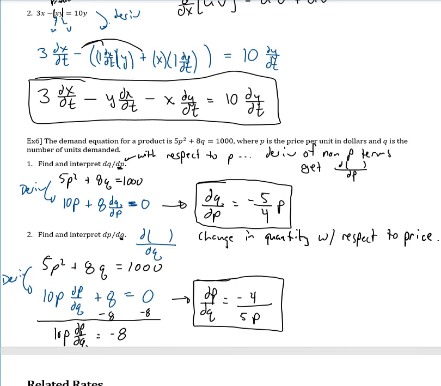So we solved it, and we have this p left over. Notice the p's in the denominator on this one. The p was not in the other one. So be careful with how it is solved. But all this means to interpret, this is the change in price with respect to quantity. There we go. So that's all it means to interpret it.